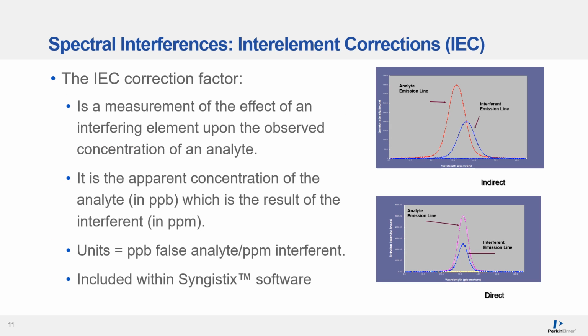So now let's talk about the ways that you can deal with interferences. Firstly, let's talk about inter-element corrections, or IECs. These are the measure of the effect of an interfering element upon the observed concentration of the analyte. It is the apparent concentration of the analyte in ppb which is the result of the interferent in ppm. The tables needed for IEC corrections are included in our Syngistics software. However, these tables can need updating for concentrations if the interference changes dramatically.